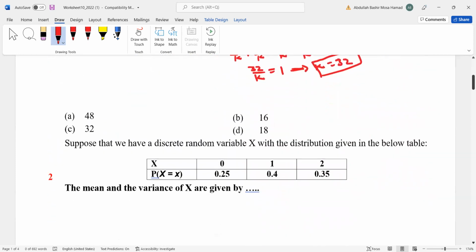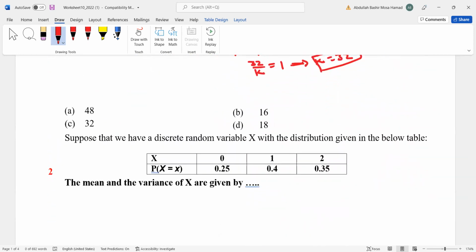So the answer is C for this question. Let's see the second question. Suppose we have a discrete random variable x with the distribution given below. So this is a discrete probability distribution, and the two conditions are satisfied. All these values are positive and less than 1, and the summation of these values equals 1. So we want to find the mean and variance of this discrete distribution.